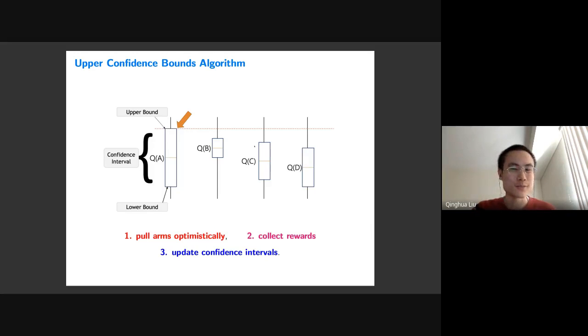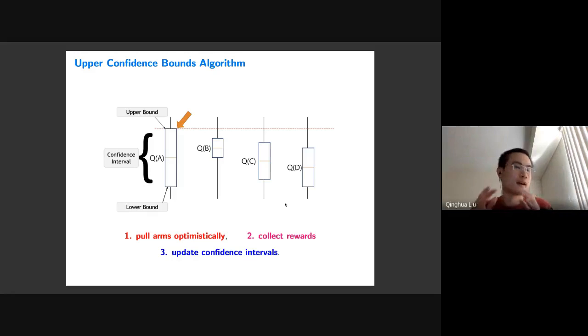So the algorithm essentially iteratively executes the following three steps. First, we pull the arm optimistically. By optimistically, I mean we pull the arm with the highest upper confidence bound. Then we receive a stochastic reward from the pulled arm. And finally, we utilize this reward to update our confidence interval.